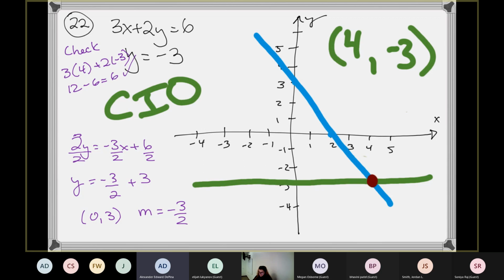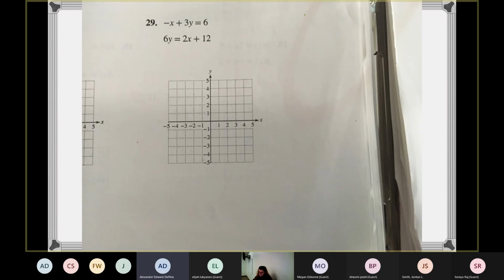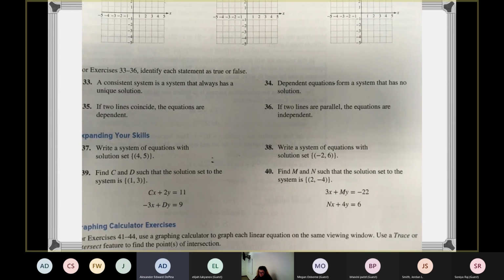Cool. There it is. Okay, that's really the gist of 3.1. Let's see what else. I don't want to graph this anymore. I think we have an idea. Let's do some true or false in the book. I took a picture of true or false. 33. True or false, people?